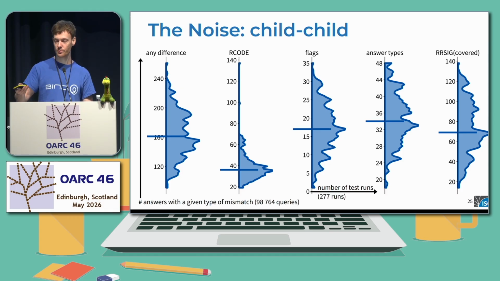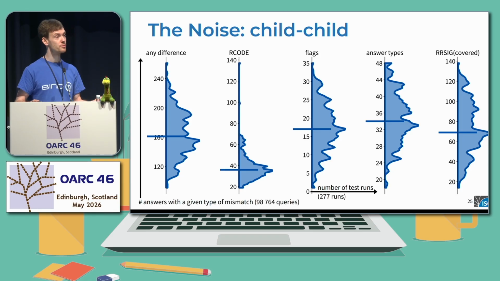So the way to read that chart is that for half of the tests, 160 messages or more were different. That's the line, that's the median value. So 160 messages or more were differing in any single test run. So now, what does it mean?